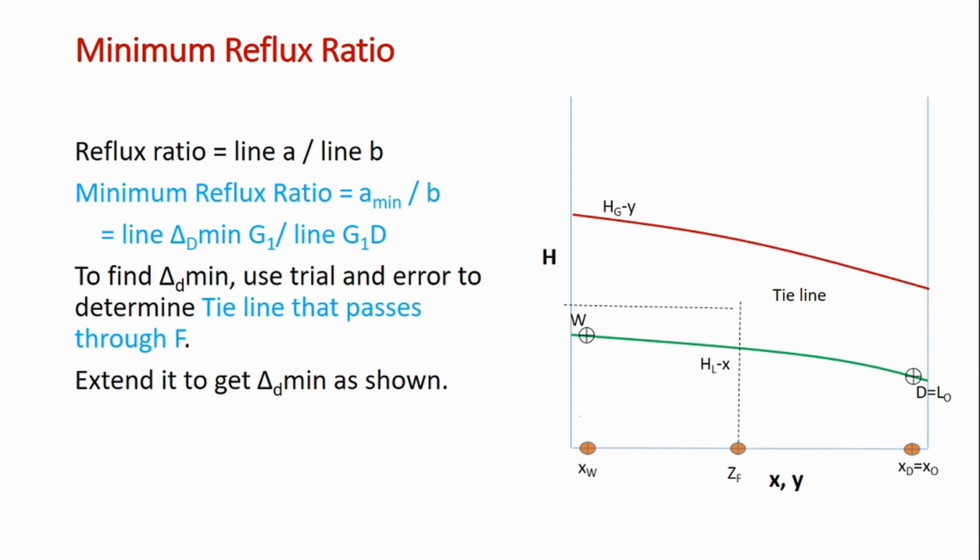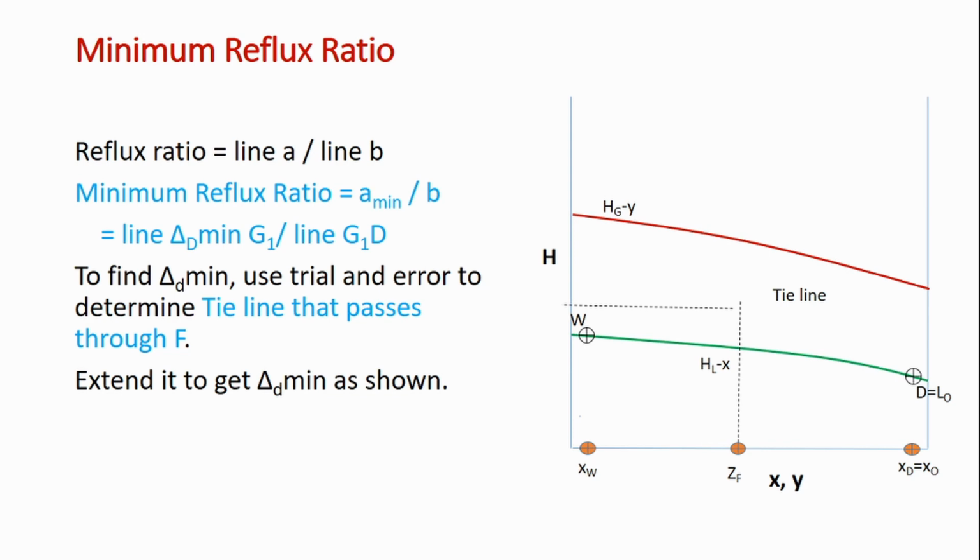Okay, so that was the pinch point. At that pinch point the driving force was 0 because your operating line and equilibrium curve were intersecting. So the driving force was 0 there and the stages were infinite. The reflux ratio was minimum at that point.